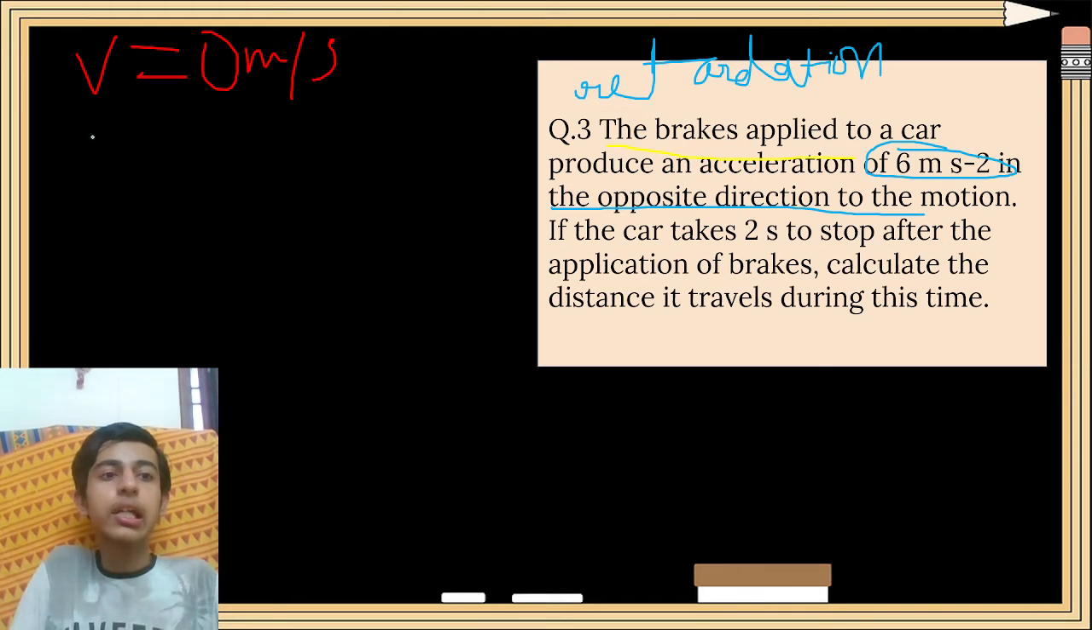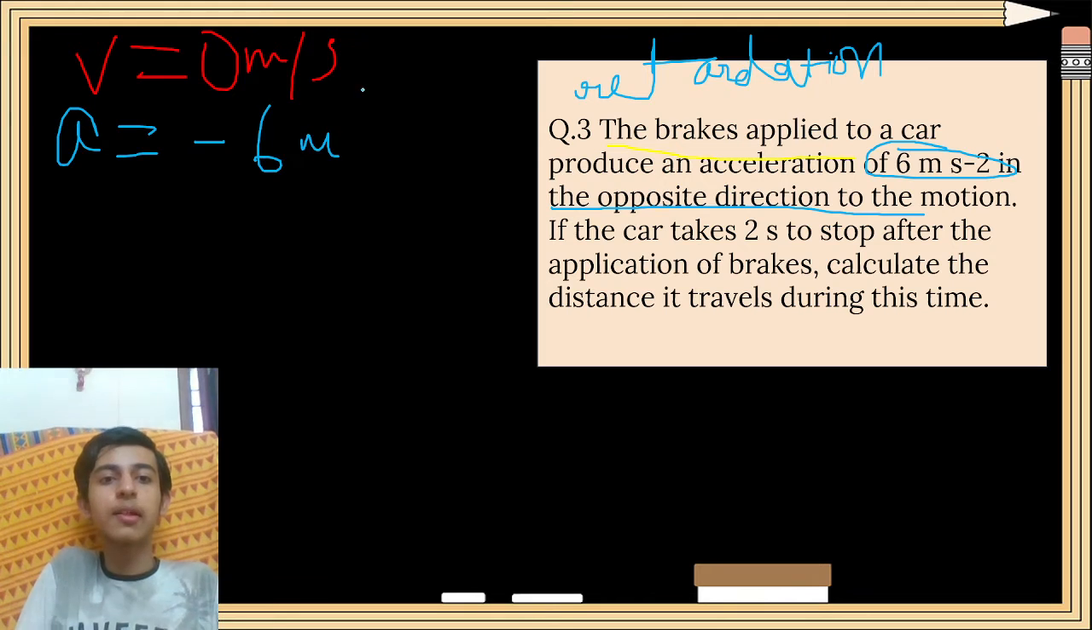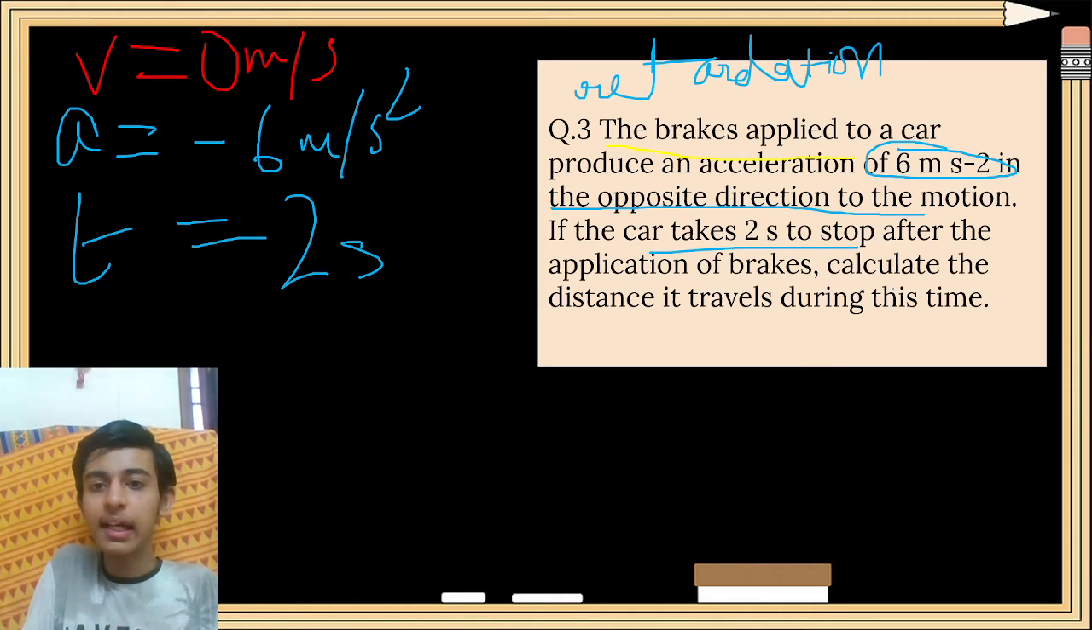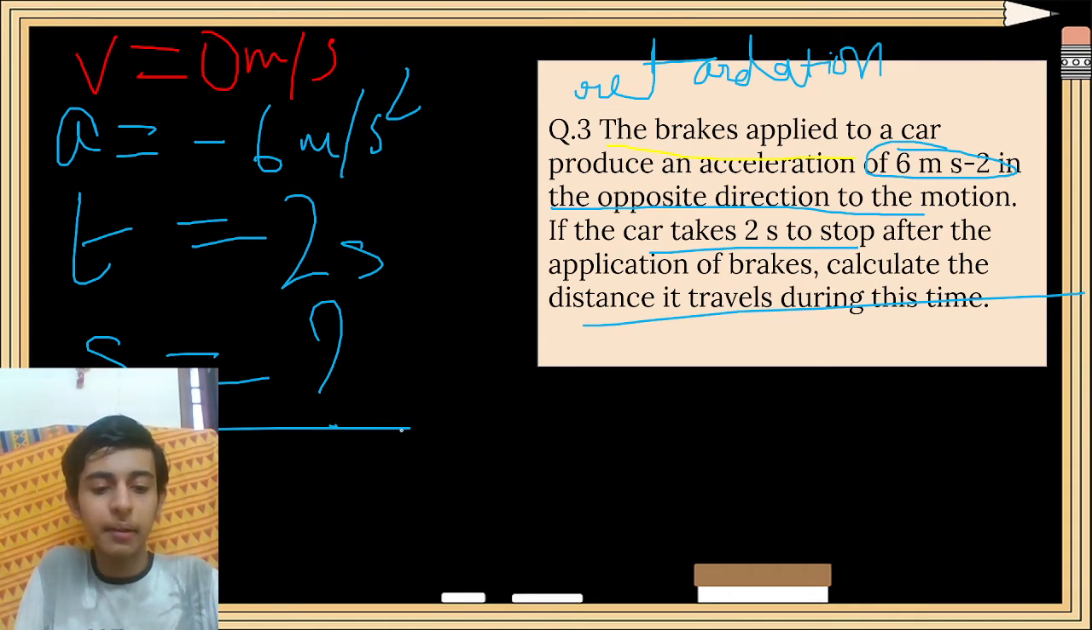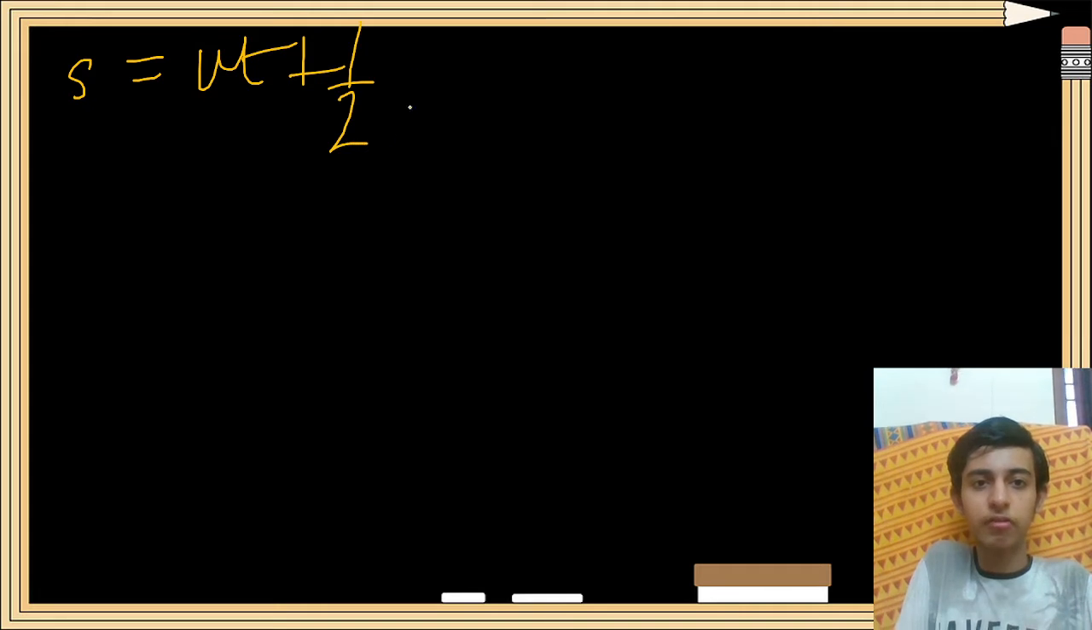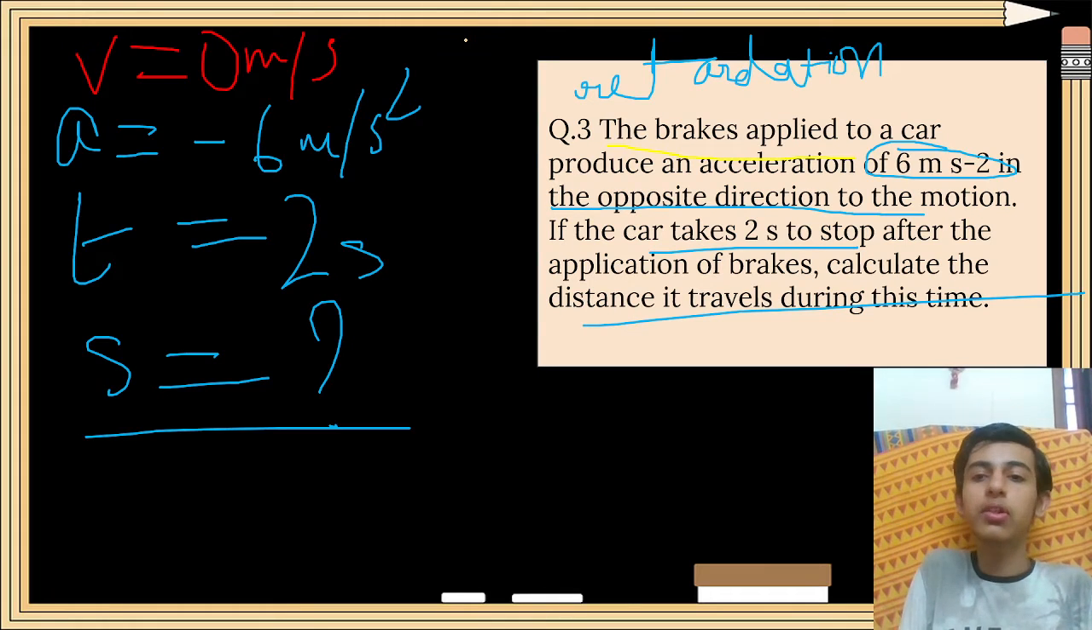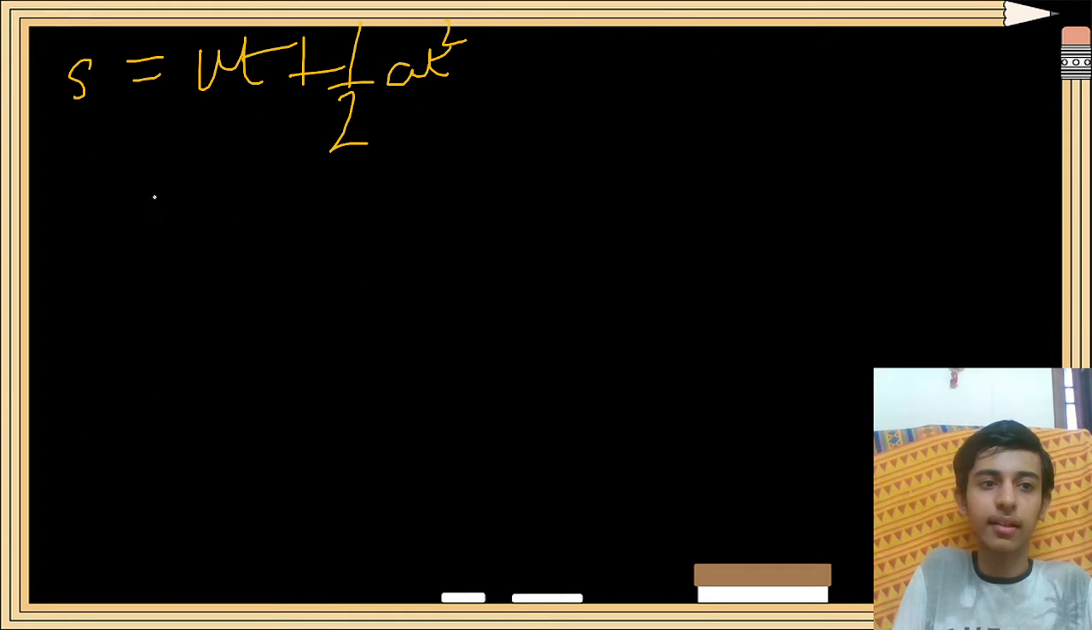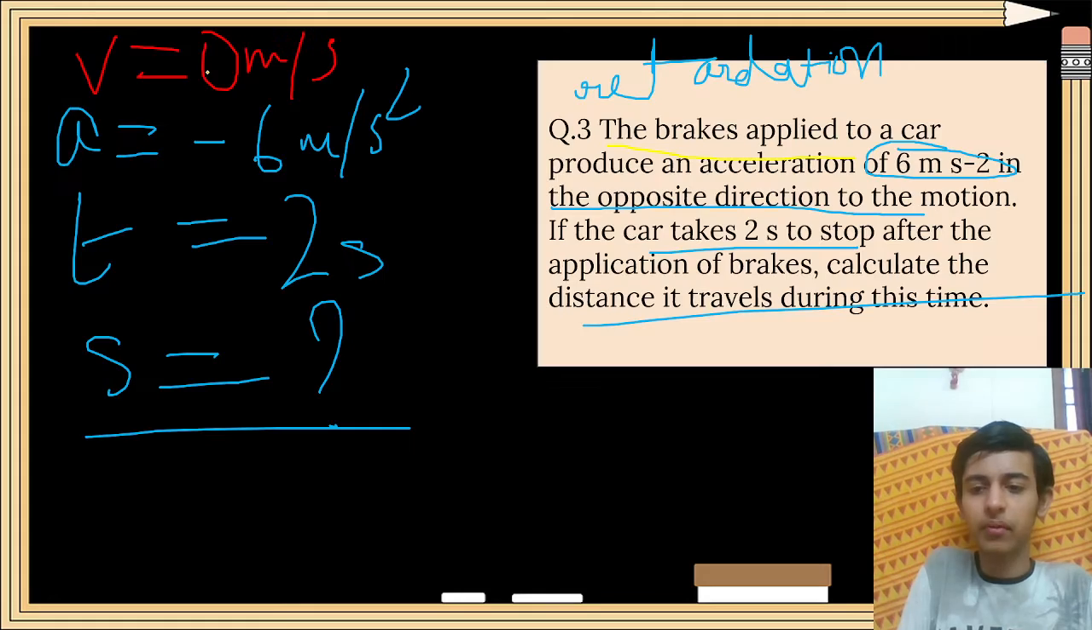Retardation is taking place. So your acceleration will be equal to minus 6 meters per second square since it's retardation. If the car takes 2 seconds to stop after the application of brakes, your time is given to you, 2 seconds. Calculate the distance it travels during this time. So you need to calculate the distance. Clear? Now how are we going to calculate? So your distance is equal to ut plus half at square. You can even use the third equation, but I am using the second equation since it's easier. The third equation, you have to square them, so it's mistake prone.